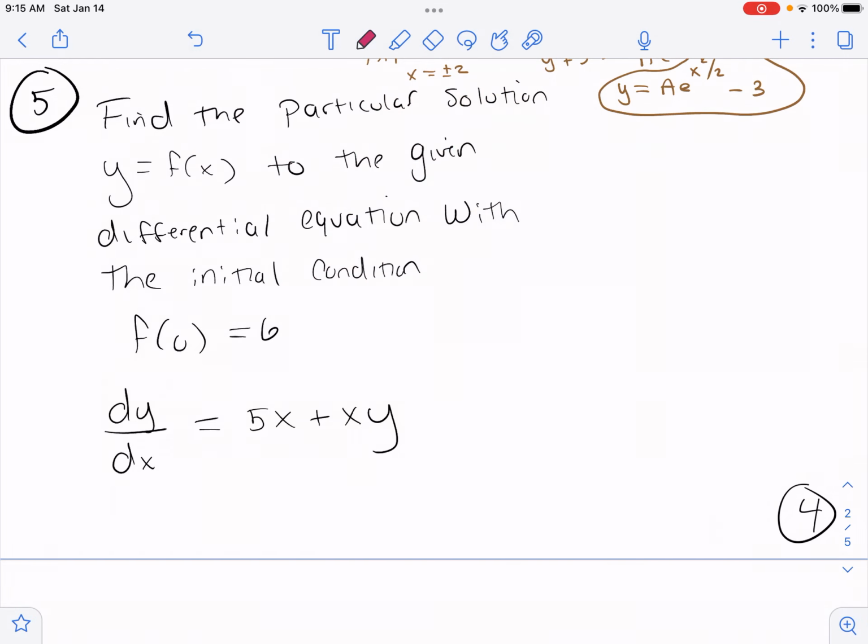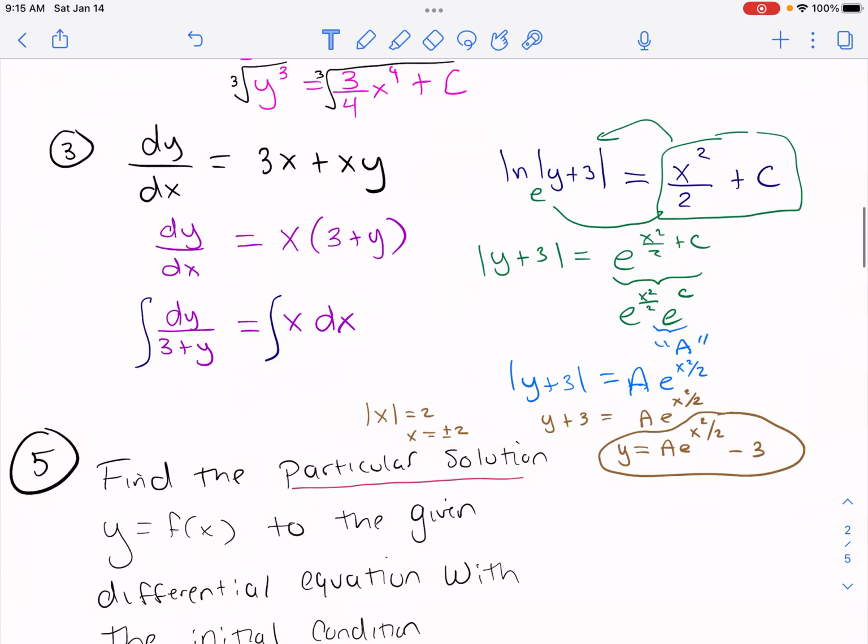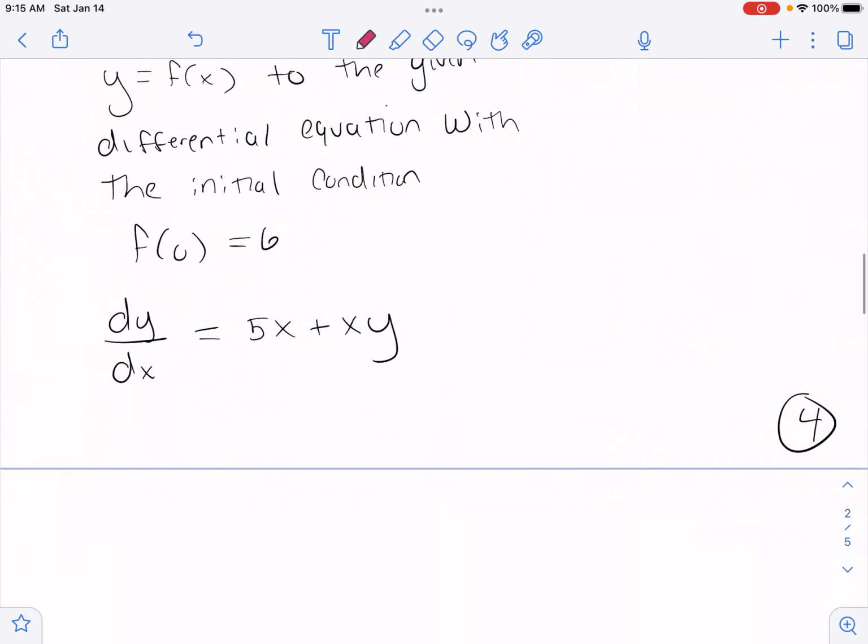And let's do another one in a similar fashion, but find the particular solution. Oh, I have an initial condition now, so I can find the particular solution, which basically means I'm going to solve for the c or the a, depending on what ends up showing up. You should notice the structure of this is exactly like the other one, right? Except I've got a 5 instead of a 3, so I hope I'm dropping you some hints here. In any case, we factor out an x, 5 plus y. We separate the variables, so I have dy over 5 plus y is equal to x dx.